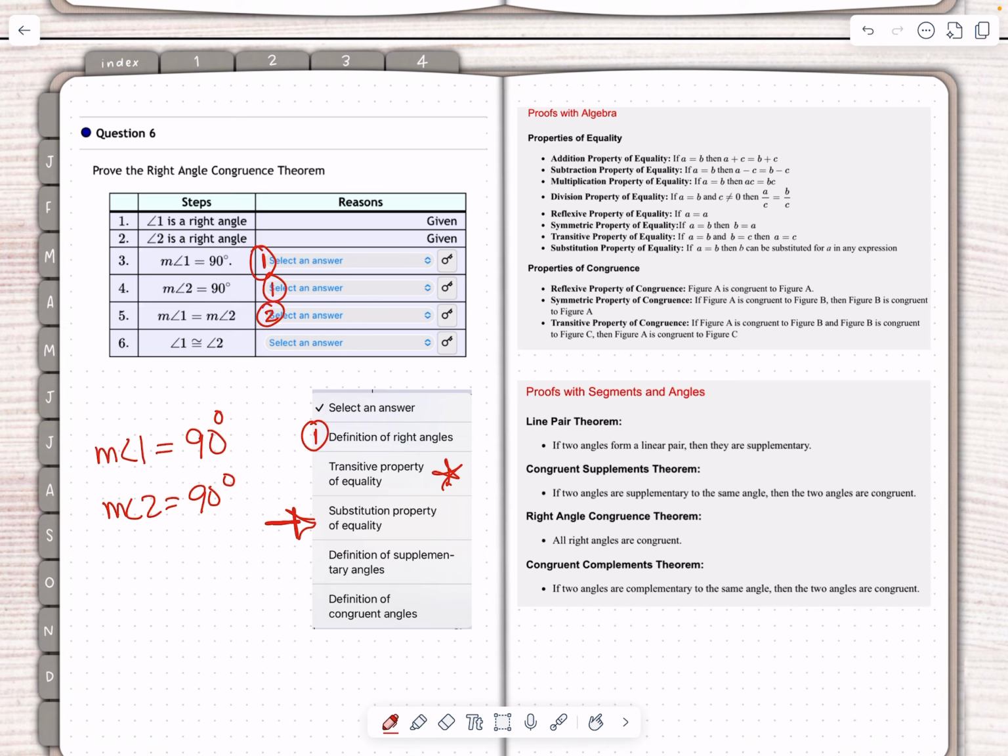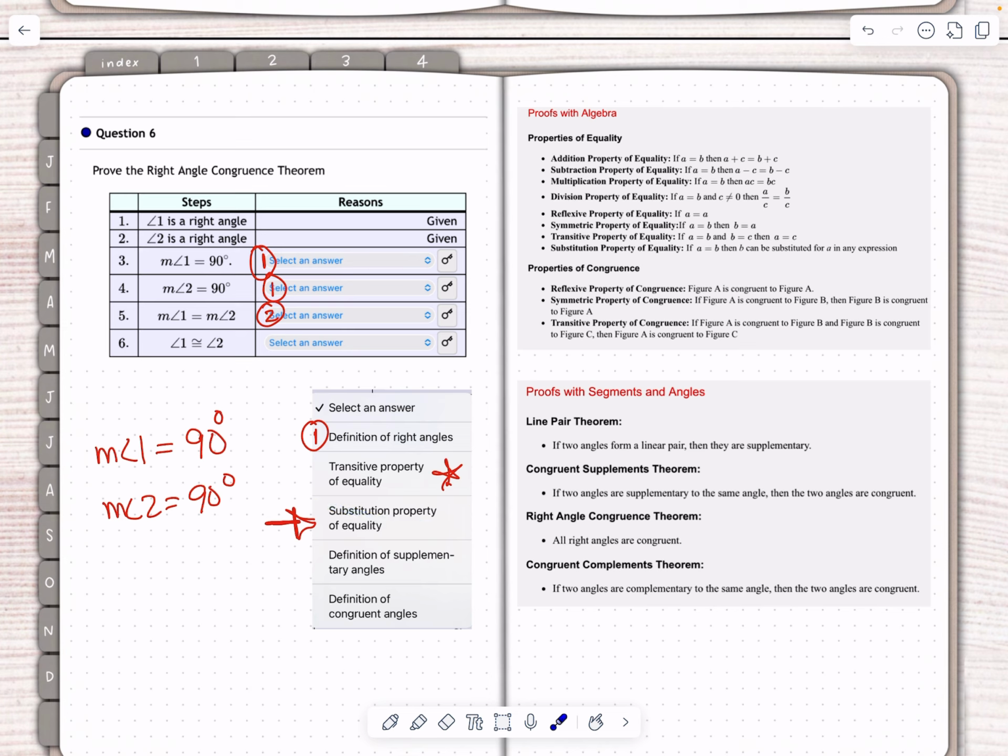And that is because we're substituting instead of the measure of angle 1 equaling 90 degrees, we are substituting in measure of angle 2. And in the previous examples, we didn't have this one to choose from for the substitution, but it's the most appropriate in this case. If this was not here, then we would have picked that one.